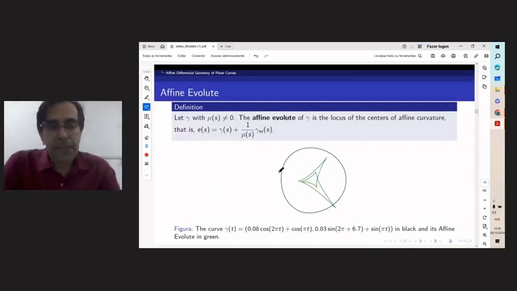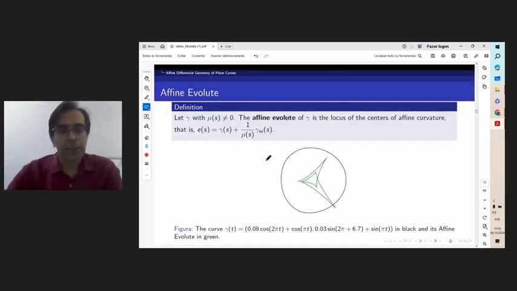Well, another concept in affine geometry and in the study of plane curves in affine space is affine evolutes. If gamma is given with the arc length parameterization, then the affine evolute is the locus of centers of affine curvature. The parameterization of the affine evolute is similar to Euclidean evolutes, but here we have affine curvature and here we have affine normal.